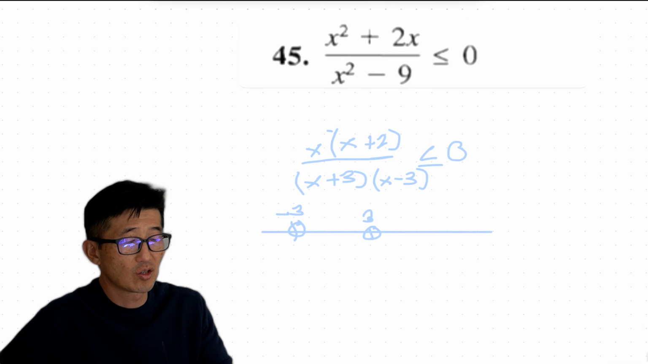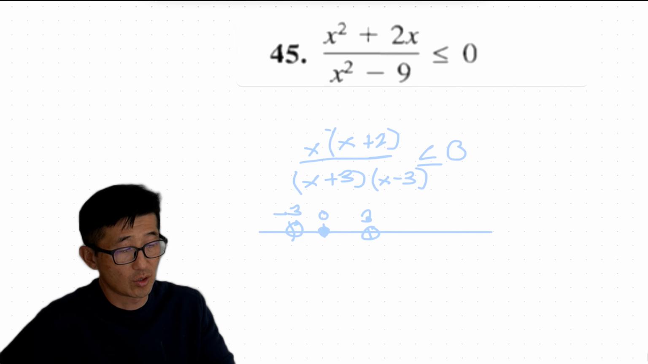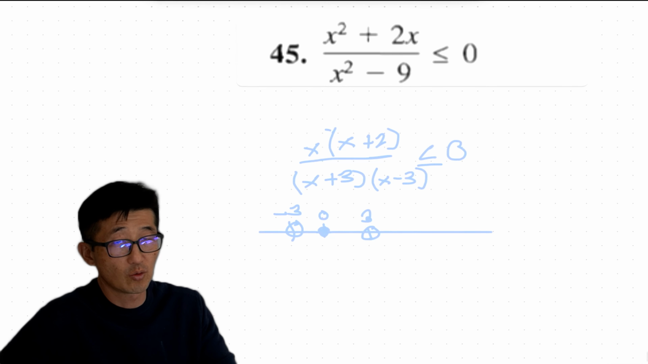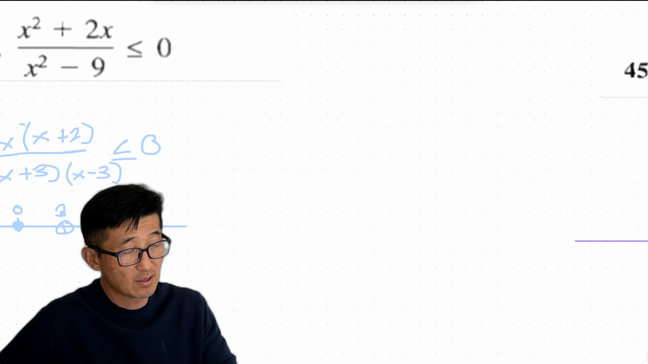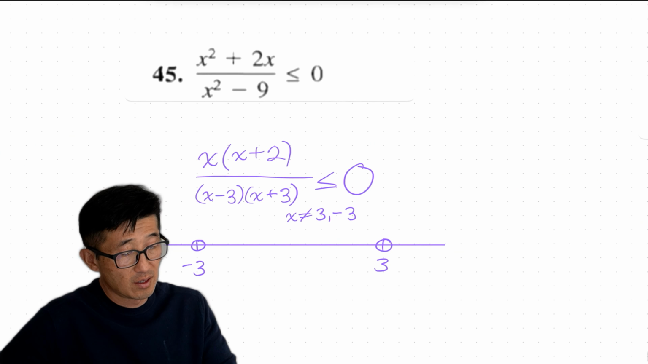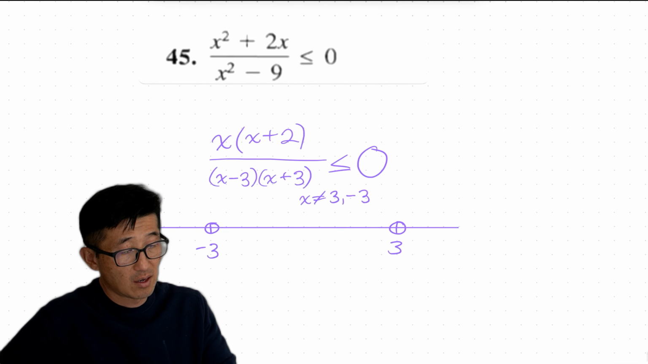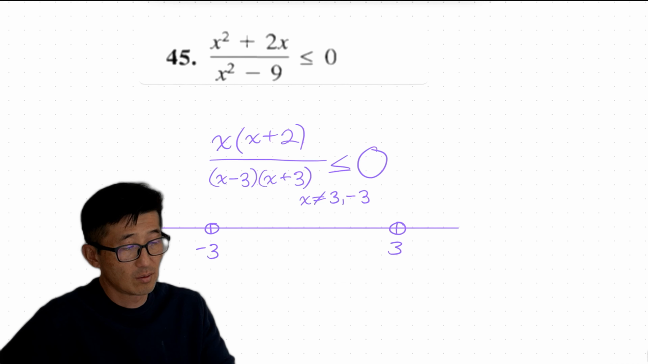You should list all the critical numbers first, and then put it in order. But so far so good. You want to put some space in between too, okay? So that you can put all the parentheses in there. And yep, it cannot equal 3 or -3. What about the numerator?